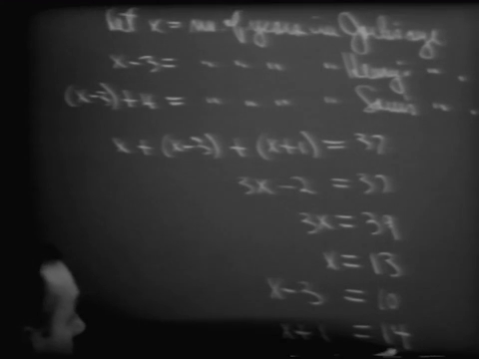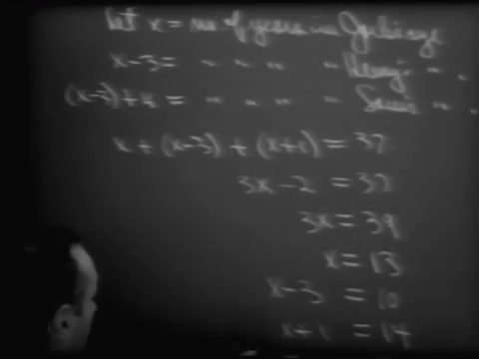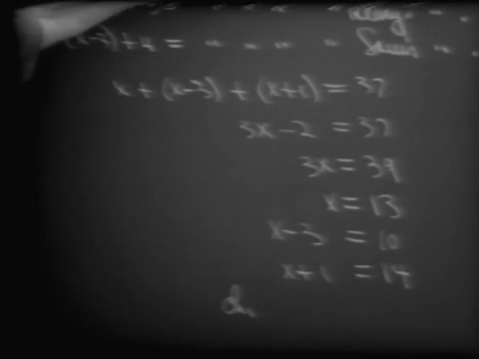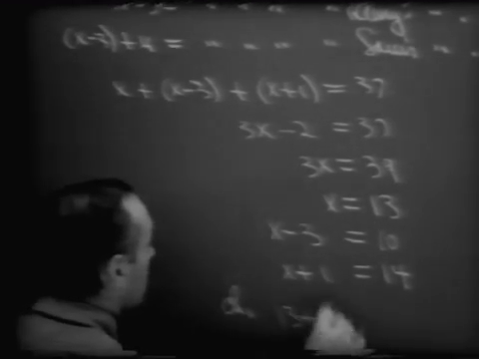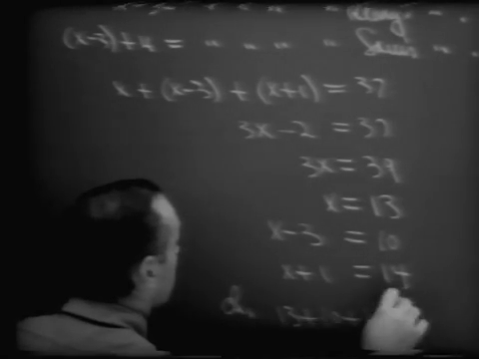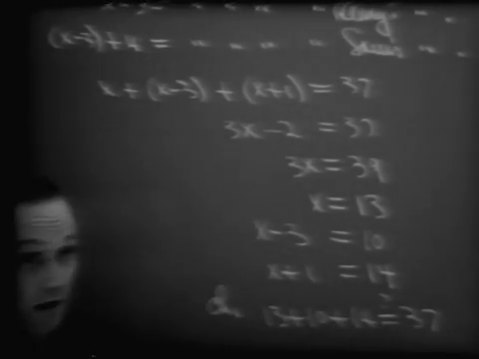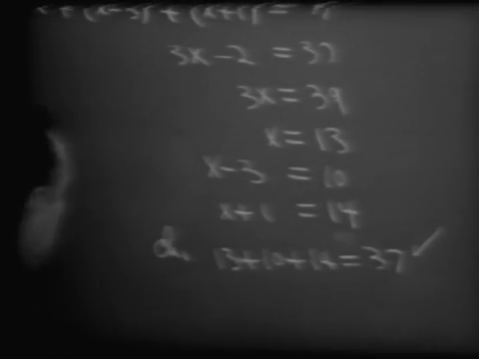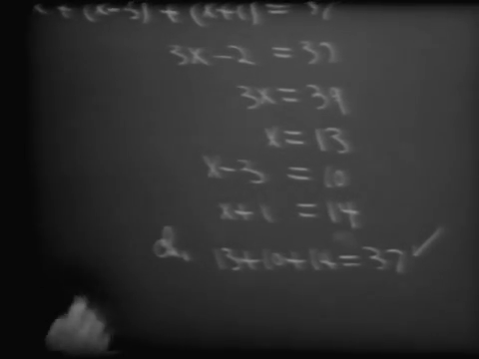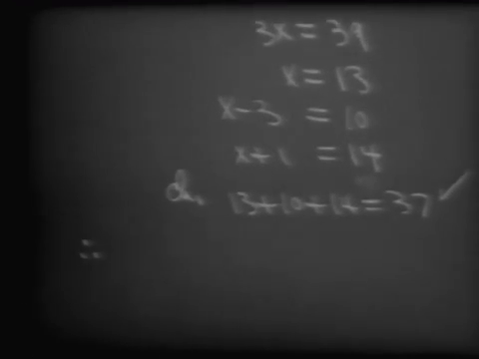Is that right? Now, let's check. And let's go back to the original problem in which the sum of their ages is 37. So let's just add what? 13 plus 10 plus 14, and the question is, is that equal to 37? And yes, we all agree that that's equal to 37. So therefore, our conclusion is what?